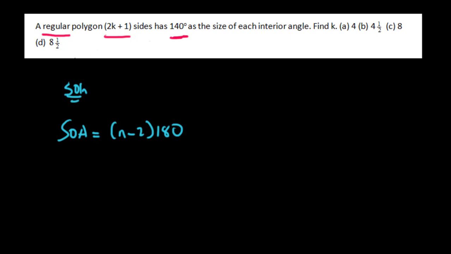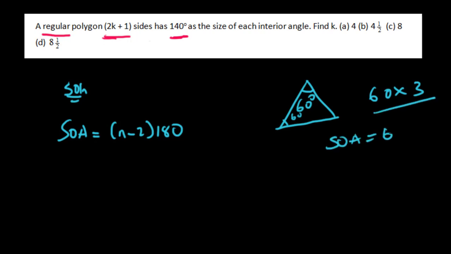Remember, we're given n, so we know the value of n, but we don't know the value of the sum of angles. Now normally if I have a triangle and I'm told that it is a regular triangle, so all these angles are equal, and I'm given one angle at 60 degrees, I can find the sum of interior angles by saying 60 times 3, because I know that all the angles are equal and I know that a triangle has 3 sides. Does that make sense? So the sum of interior angles is 60 times 3. I'm going to use this analogy for this question.